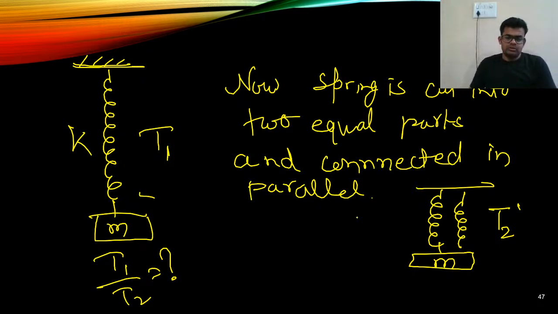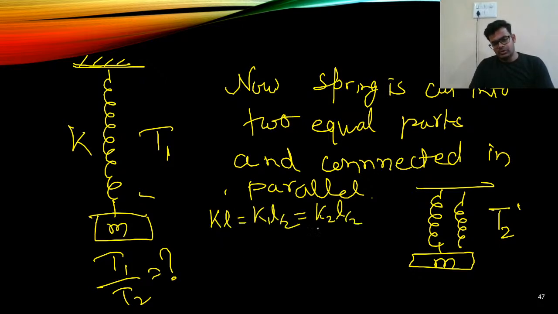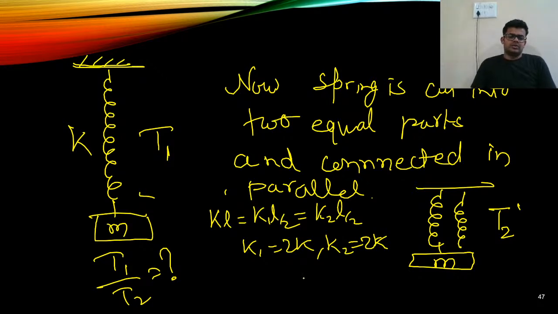We all know one thing: KL is equal to a constant. So K into L will be equal to K1 into L by 2, which is equal to K2 into L by 2. So let us solve it. K1 will be equal to 2K and K2 will be equal to 2K. So this is what K1 and K2 we are getting, the spring constants of both the segments.